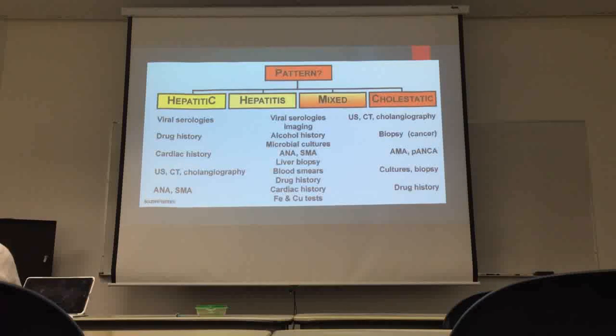So this is just one of the schematics from your syllabus, splitting up the different causes and workups. You can do hepatitic versus hepatitis. What do you mean, cardiac history for hepatitis? For cardiac history, I think some of the contributing factors is if you have a really bad CHF and the congestion builds up into the liver itself, it can result in hepatocellular damage also. Nutmeg liver. Yeah, good on that, nutmeg liver, yeah.